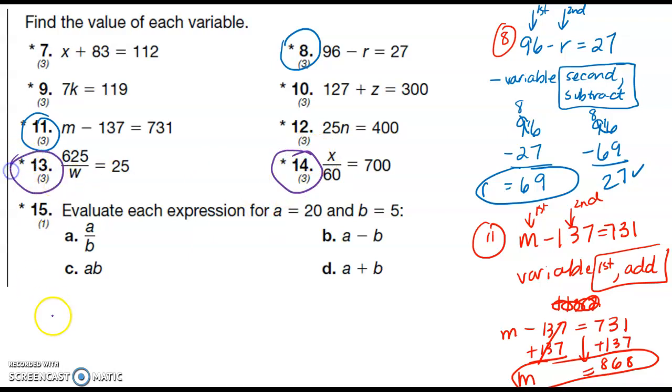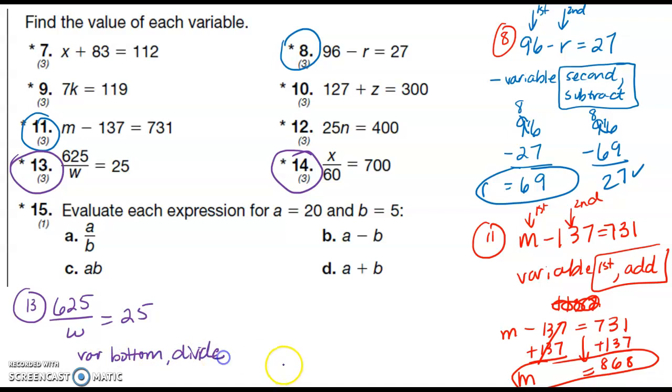So 13 and 14 are division. I'm going to do those down here, and then I'll have to erase some. So 13 is 625 divided by w is equal to 25. Okay? When the variable is in the bottom, variable bottom divide. So I have to divide 625 by 25 to find w. And I get 25. So I get that w is equal to 25.